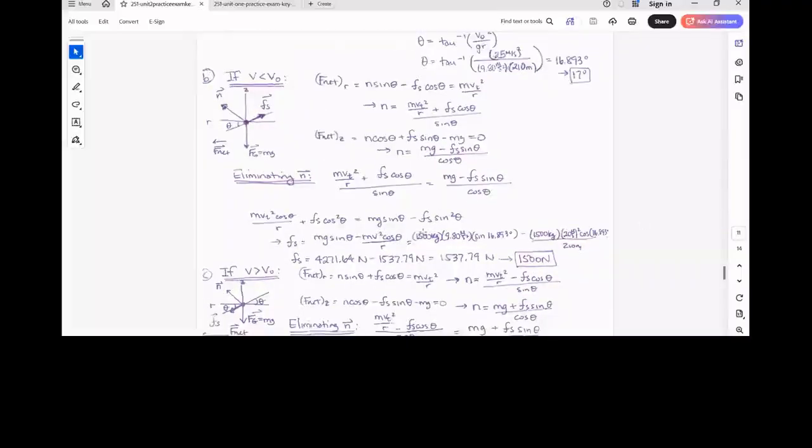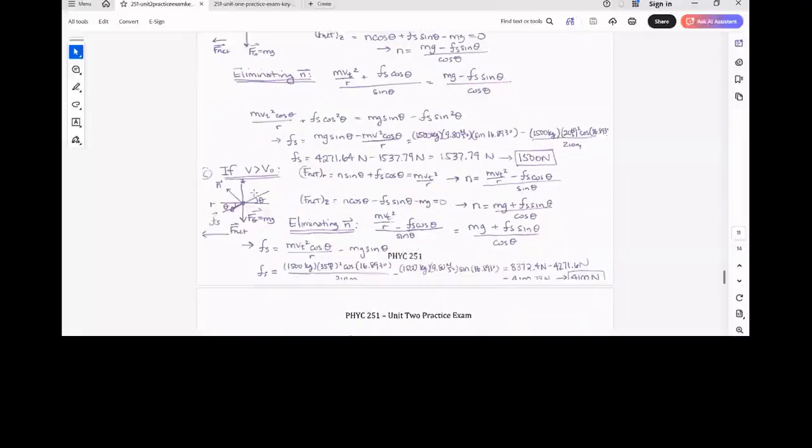And when we plug in our values for the mass of the car and the angle that the road surface makes, we find that the static friction that is required in order to allow a car to successfully make it around this curve at 20 meters per second instead of 25 is 1,500 newtons. And again, that static friction is going to prevent the car from drifting downhill.